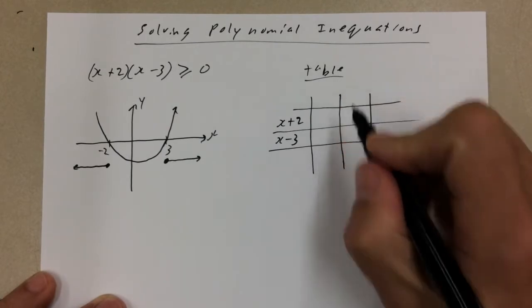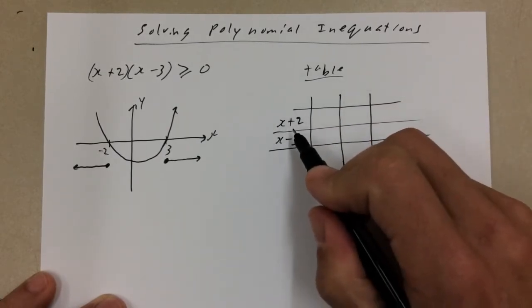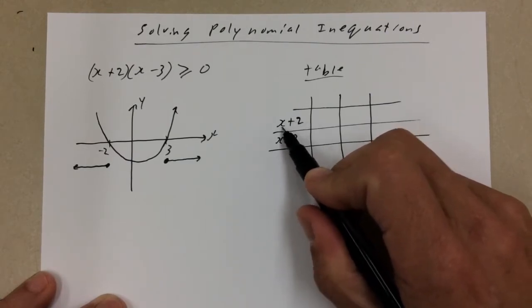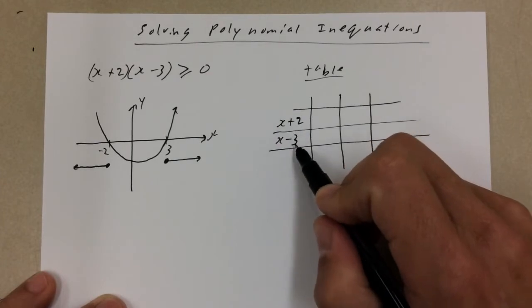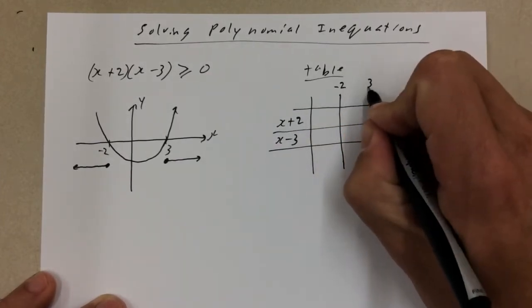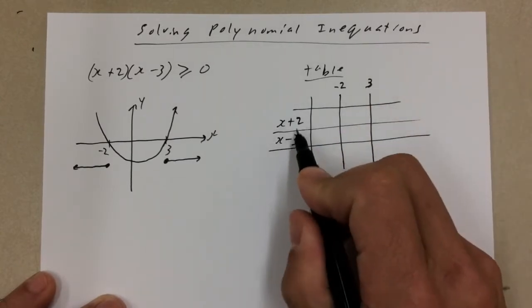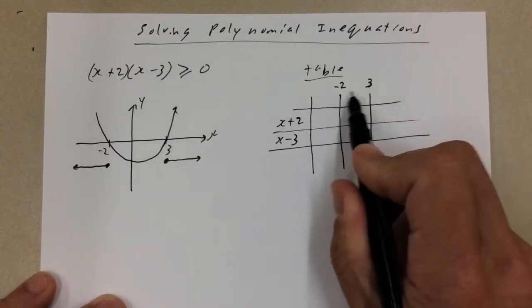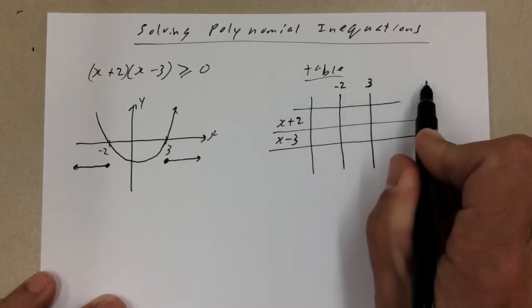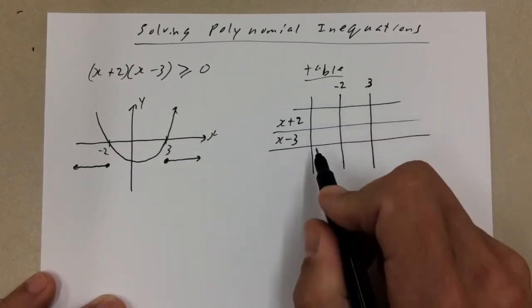And up here above these lines, I'm going to put the breakpoints of these. So the values of x that make it change from positive to negative or negative to positive. So at this one, it's going to change at -2. This one's going to change at 3. I'm going to put them in order, so -2 and 3. This is representing the number line, so -2 comes before 3. Okay, 0 would be in here somewhere.